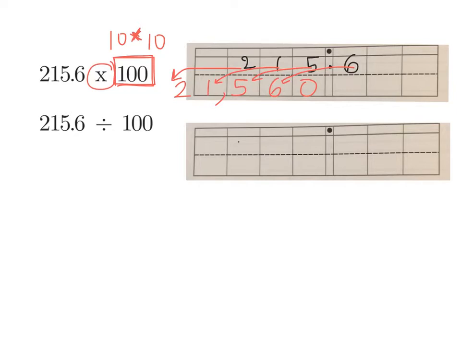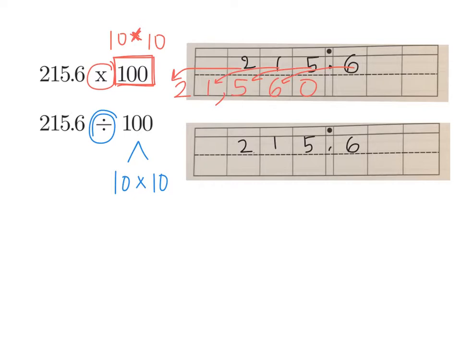Again, we start with 215 and 6 tenths, and this time we're dividing. So which way do we need to shift the digits? To the right or to the left? To the right. And how do I get 100? Well, 100 is, once again, 10 times 10. So how many factors of 10 are there? If I have 10 times 10, how many times does the 10 appear? 2. So how many times do I have to shift the digits?